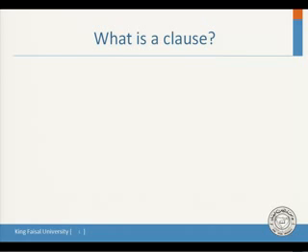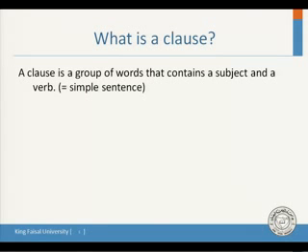What is a complex sentence? Before we know what a complex sentence is, we need to know what a clause is. So what is a clause? You remember what we mean by a simple sentence. Now, a clause is a group of words that contains a subject and a verb. So it's the same as a simple sentence. So a clause is a simple sentence, in other words. Okay.